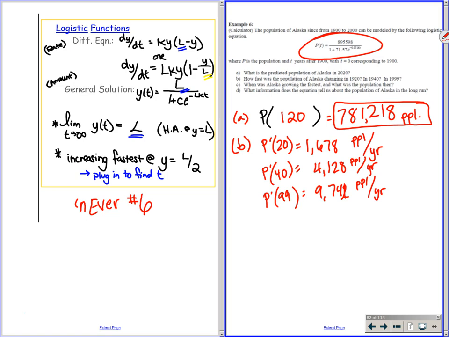Yeah, we can check. Why don't you guys go ahead and check out what's going on at 2020? That's the predicted population. What's happening at 2020? What would P prime be? I know they're not asking it, but I'm asking it. So it would be P prime of 120. What would you guys get? 5,940. Ooh.